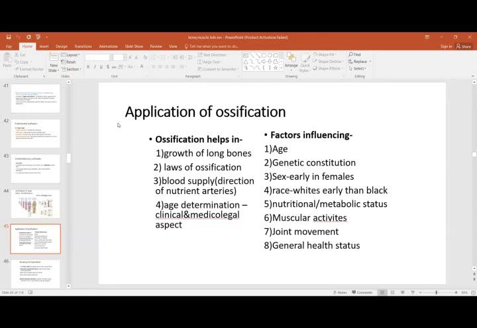What all can affect your ossification: age, sex. Female ossification starts about 2 years earlier and closes 2 years earlier than in males. That is why it is called that female ossification antedates the male; their time period is earlier. Genetic constitution, races, nutrition, muscular activities, joint movement, and general health, all these factors affect your ossification.